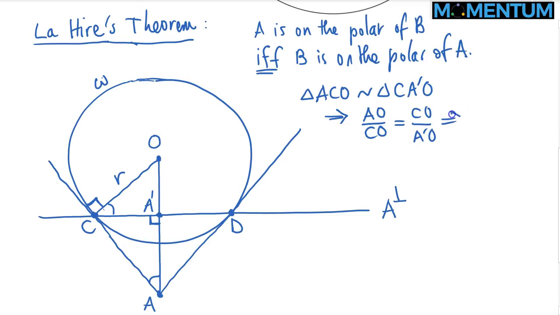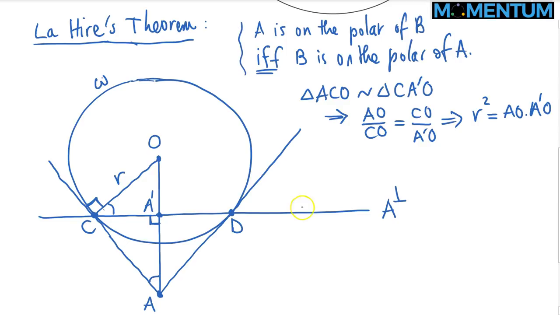And boom. So this would give us the desired result. CO square, which happens to be just the radius square, is equal to AO times A prime O, which is the definition of the inverse of a point. Well, let's go back to La Hire's theorem.